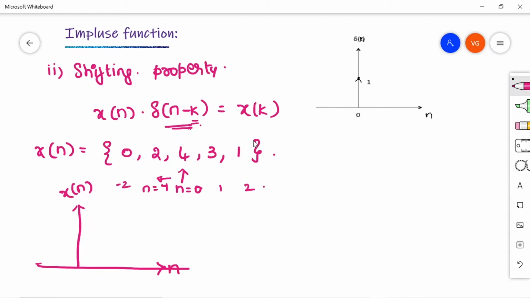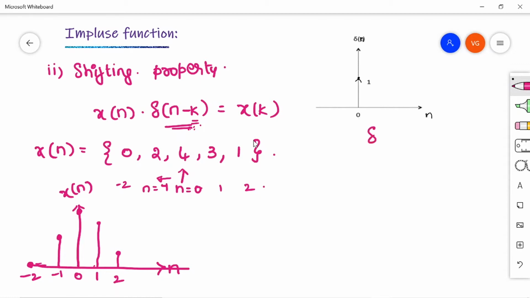So what happens? At n is equal to minus 2 I have amplitude as 0. At n is equal to minus 1 I have amplitude as 2. At n is equal to 0 my amplitude is 4 here. And at n is equal to 1, 3, right? Then at n is equal to 2 we have an amplitude as 1, right?